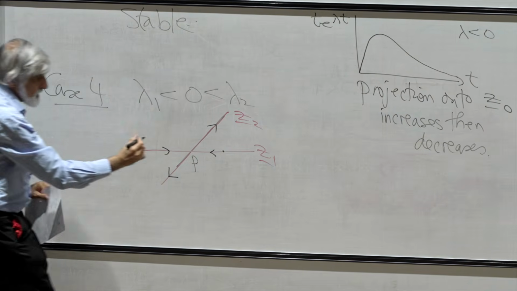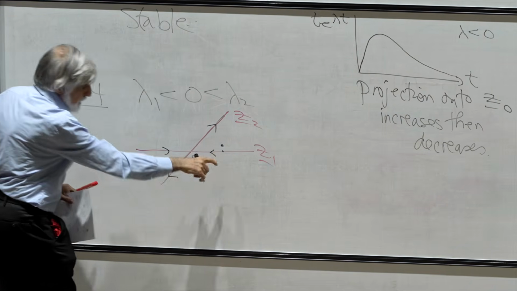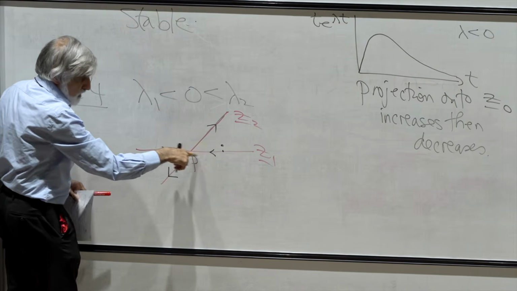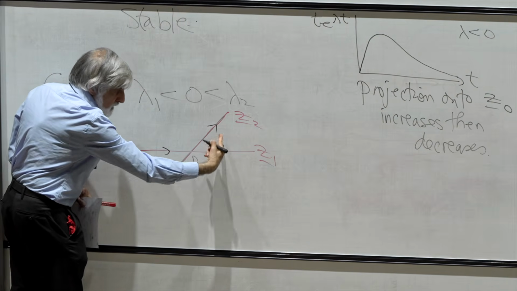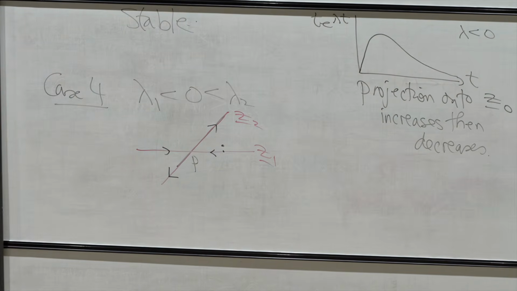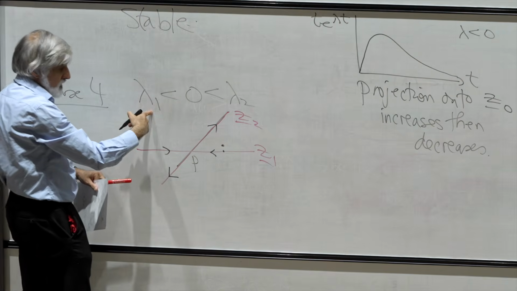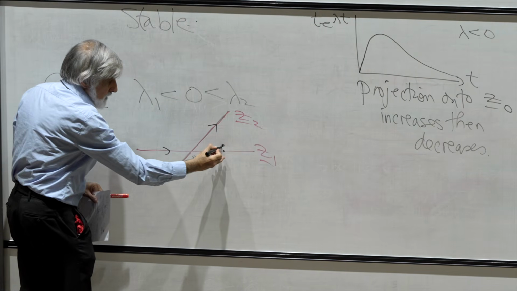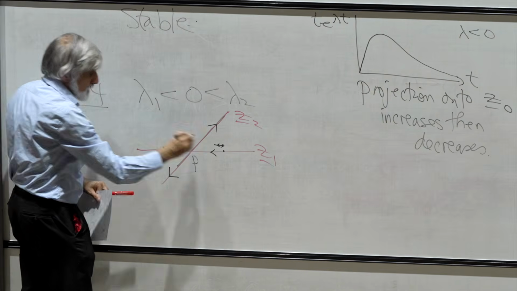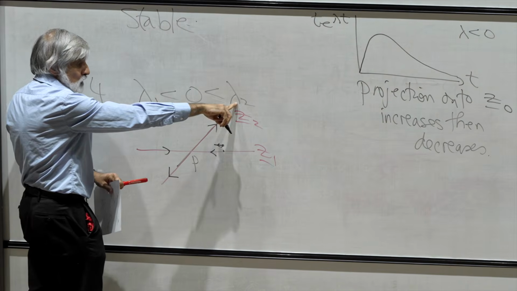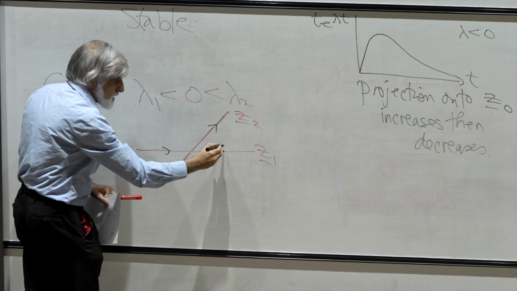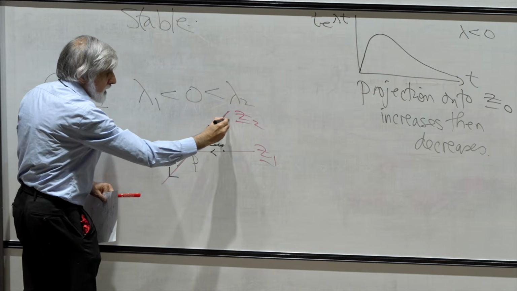What happens if we started here? So if we start here, we've got quite a bit of Z1. So C1 is quite large, and we've only got a little bit of Z2. So C2 is quite small. So initially, it will look like Z1. But as t gets larger, then the Z1 component will become less, and the Z2 component will become greater. So it'll end up doing that.